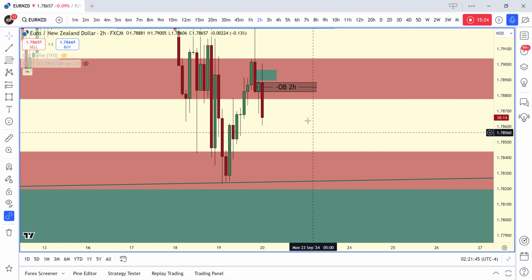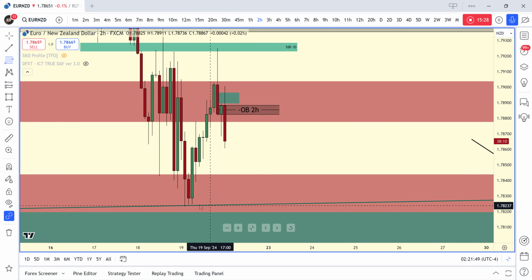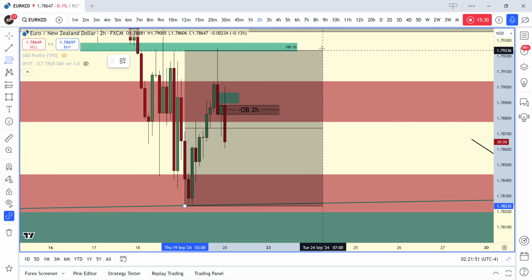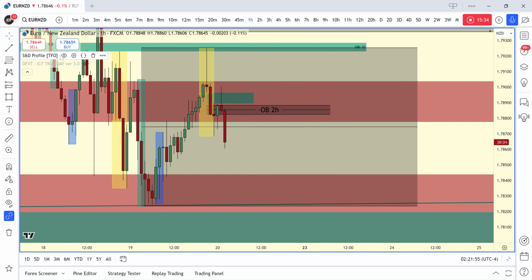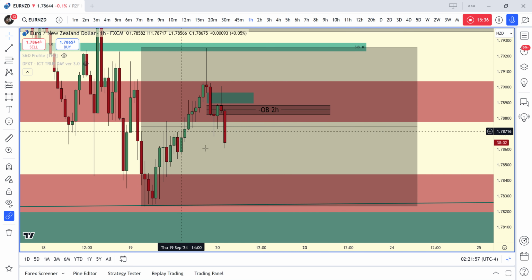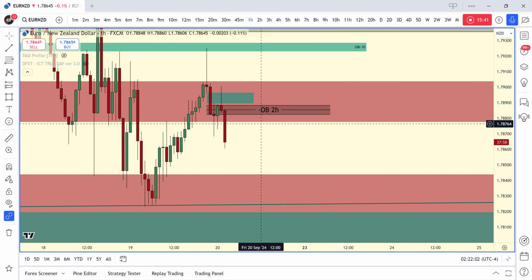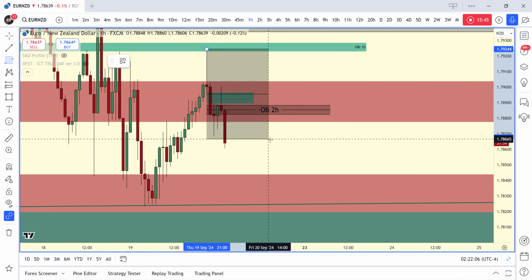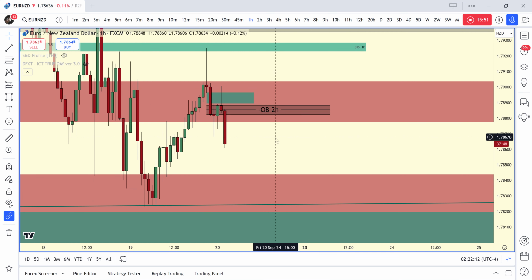So, PD arrays, PD array matrix on the same time frame. You go to the hourly. I'm gonna turn off the kill zones sessions. I'll turn off this one too. And you can see even here, it pumps back up to a premium from this top to this bottom. Whatever, it's up to your strategy, right?